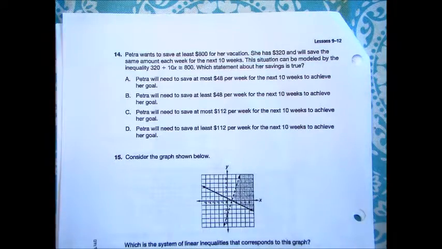Petra wants to save at least $800. This sounds like that bicycle problem. She has $320 and will save the same amount each week for the next 10 weeks. Which situation can be modeled by this equation? Which statement? Oh, this situation can be modeled by this statement.